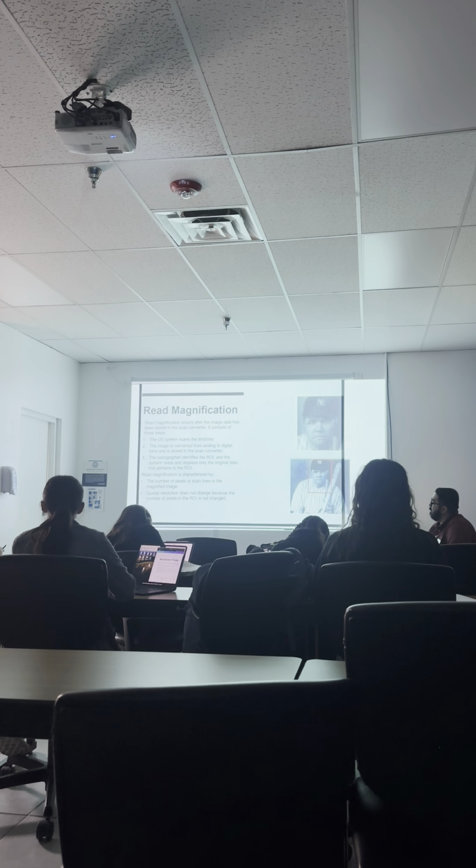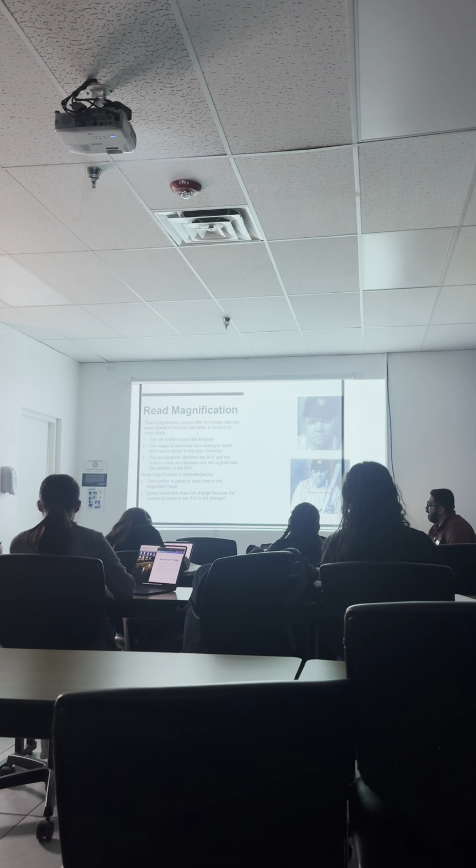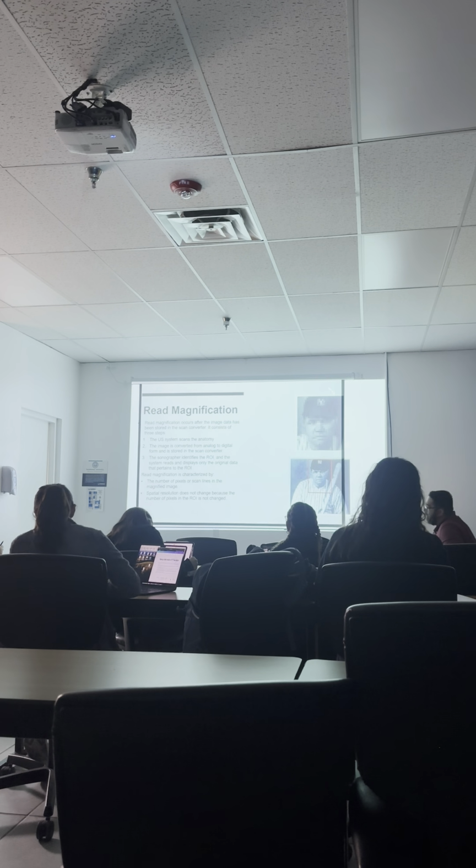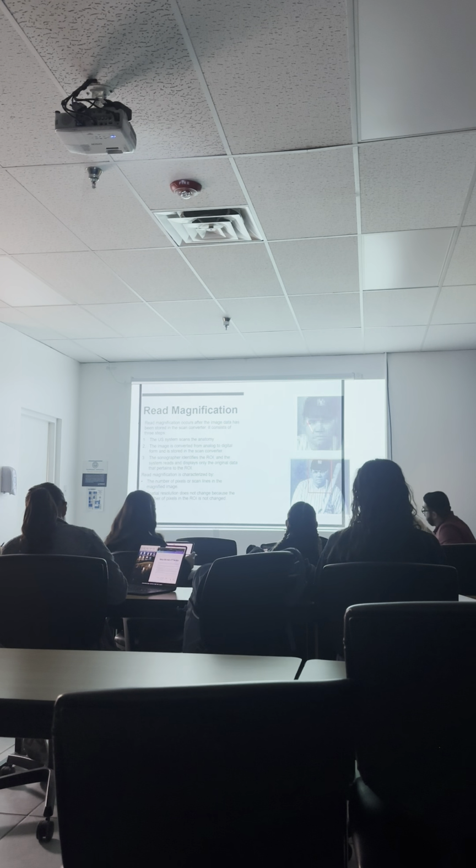Okay, so the read magnification is characterized by the number of pixels or scan lines in the magnified image. Spatial resolution doesn't change because the number of pixels in the region of interest does not change. So this means that this is the actual spatial resolution. We just happen to zoom in on it, and we can see how big the pixels are and the shades of gray within each pixel, right? But if we zoom back out, it looks normal here, right?